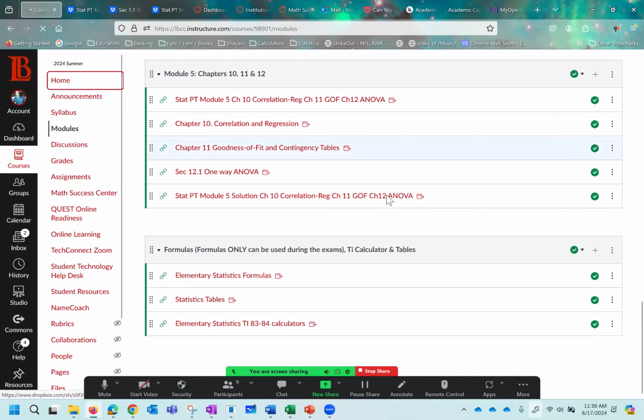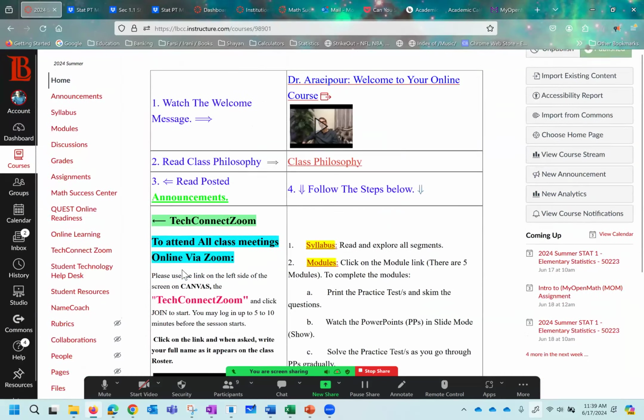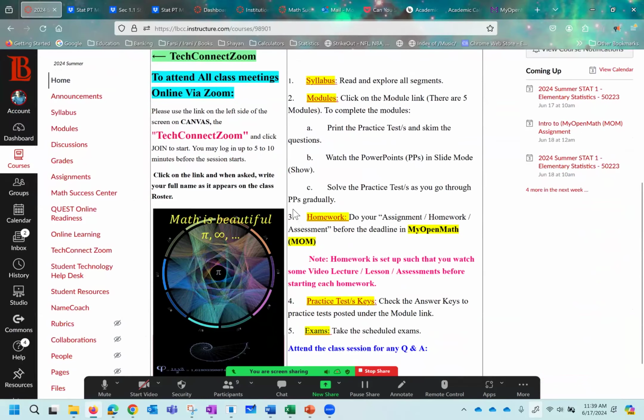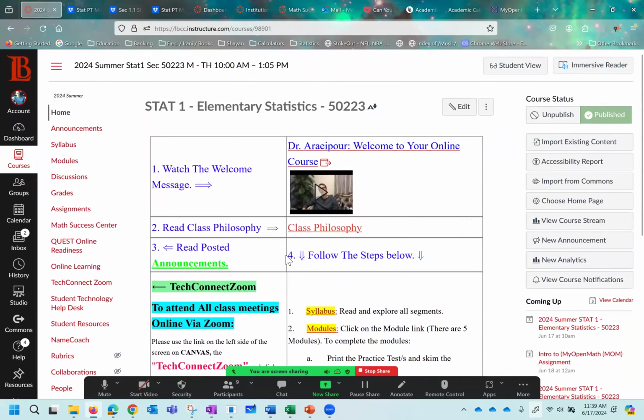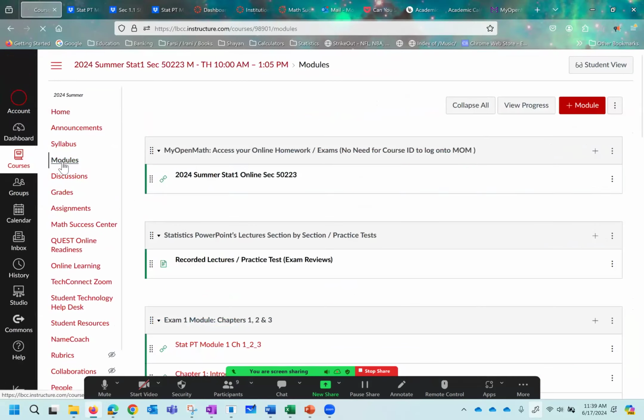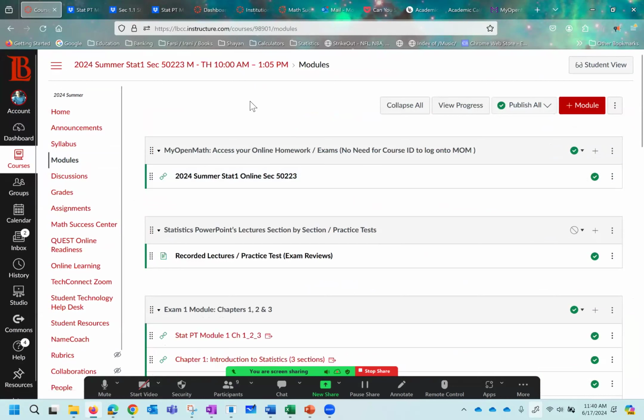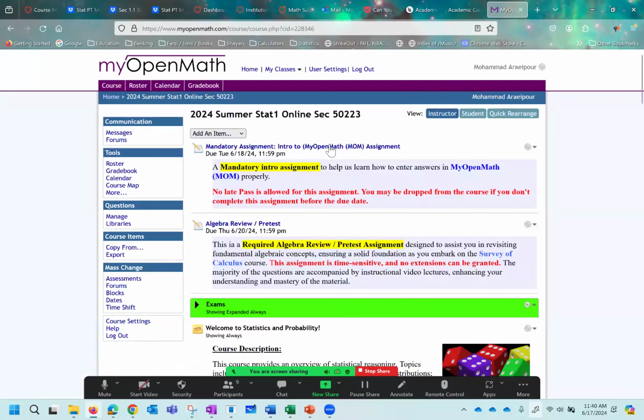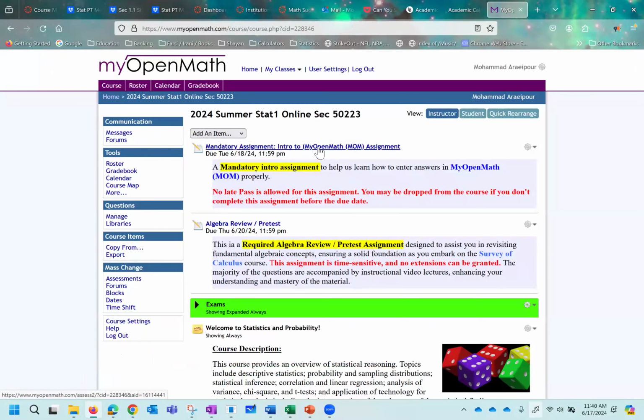Going back to the home page, we want to look at the homework, assignments, and exams. Again, under the modules, remember the very first one, you have to register. When you register, you're ready to look at your assignments. So here's your course. It starts with a mandatory assignment in My Open Math. I'll go over that in a moment. This is just to get you familiar with the way you work with My Open Math. It has nothing to do with this course, but in general, how MOM, or My Open Math, works.